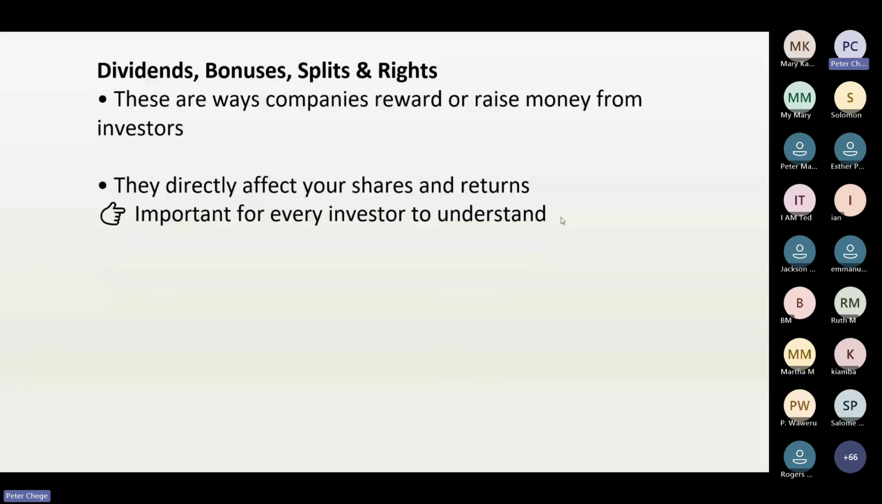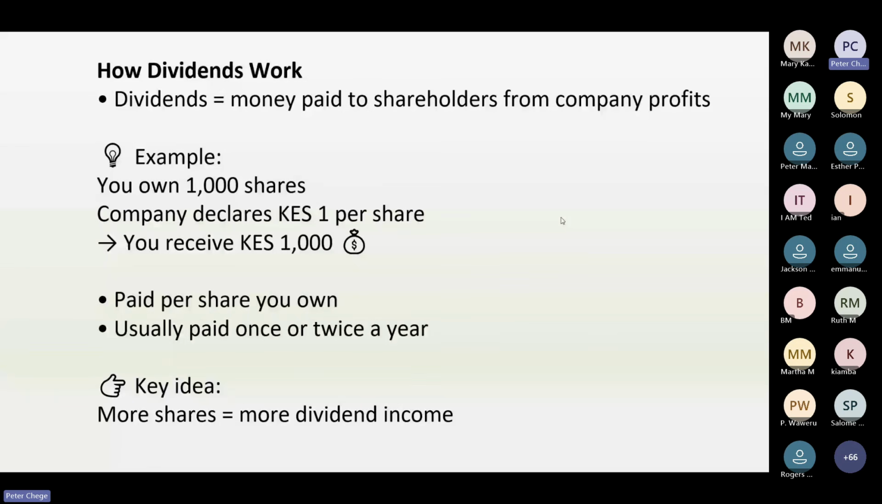Dividend, we said, is when the company makes profit and pays directly to you. So it's money paid to shareholders from company profits without you selling the shares. You're not selling your shares. Let's say you own 1,000 shares. A company says we are giving 1 Kenya shilling per share. Then you multiply the dividend by the number of shares, and you receive 1,000. But remember, you have not sold your shares, which could be at a profit or a loss.